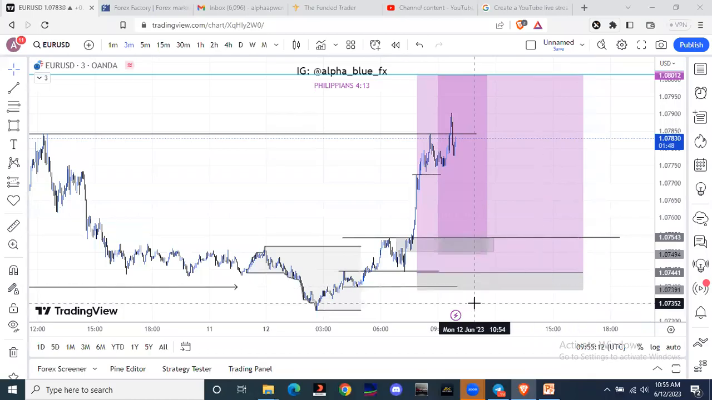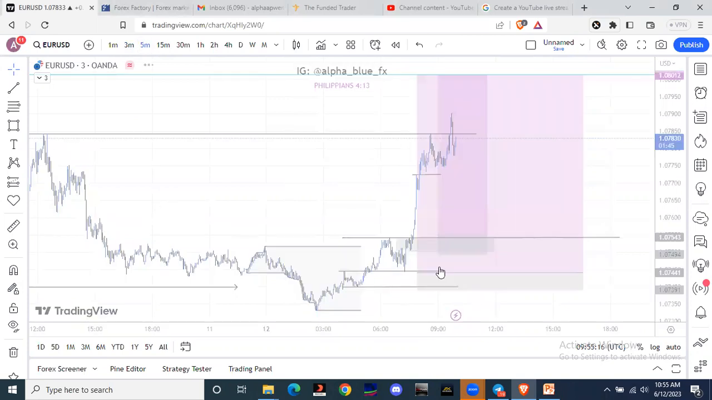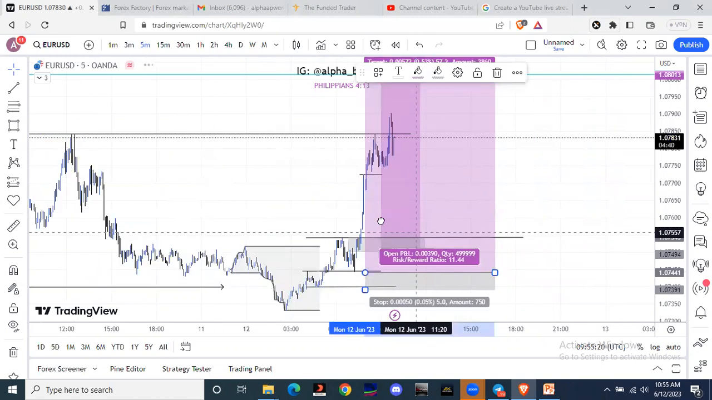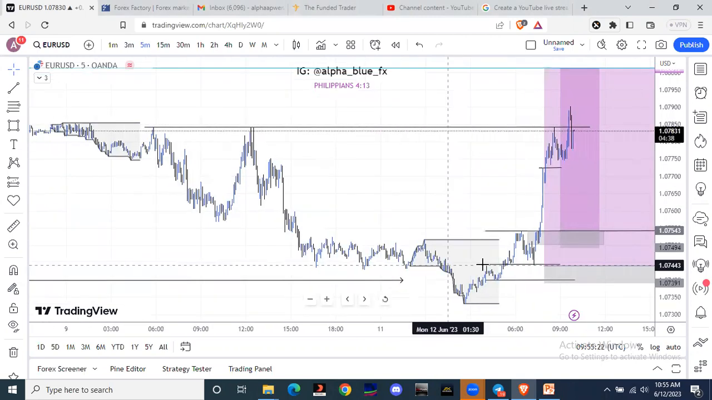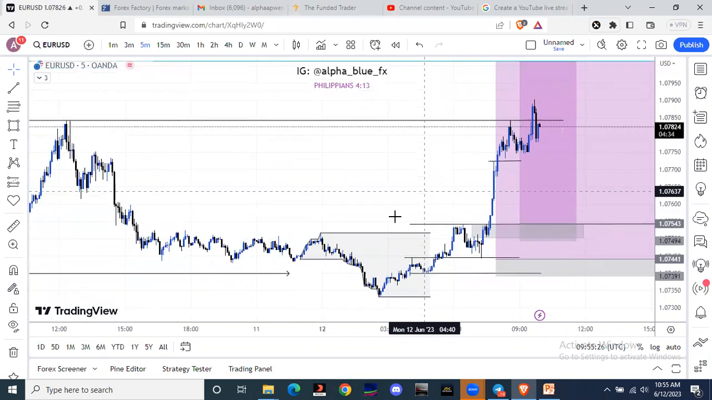So this is EURUSD on the 3-minute chart. Let me go to the 5-minute chart. Now, this right here is the Asian session. This is an indicator, the Asian range indicator on TradingView.